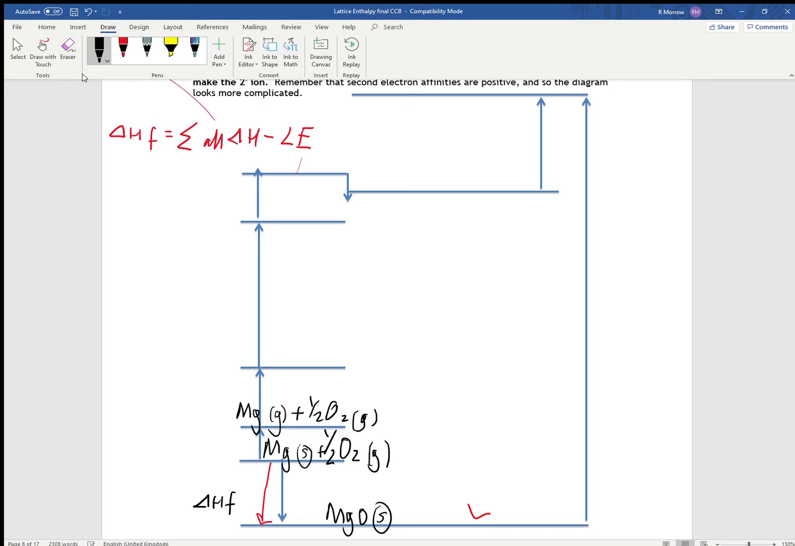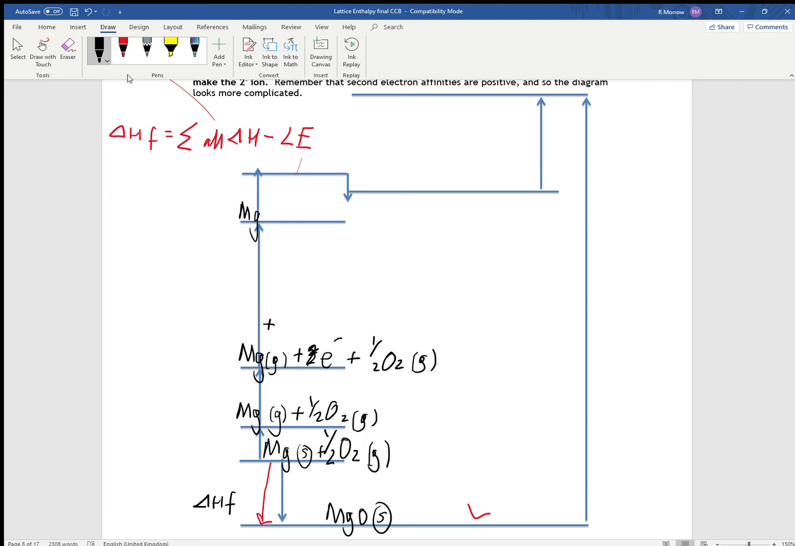Then we keep dealing with the metal. We've atomized it, and now we've got to turn it into gaseous ions. I'll do the first ionization energy first, and then I'll come to the second one. Remember I said earlier, state symbols are key; they must remain in. I have one electron that has been lost from the magnesium, so I need to account for that. I can't ignore it or leave it out. It has to be balanced. So that's my first ionization energy.